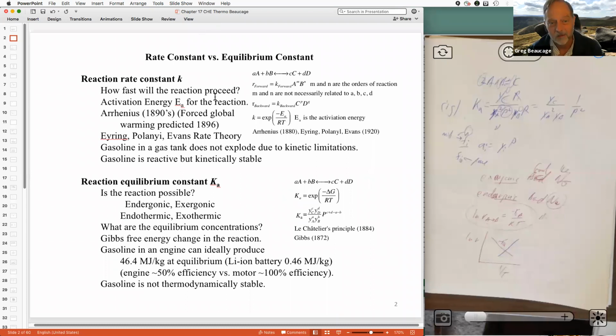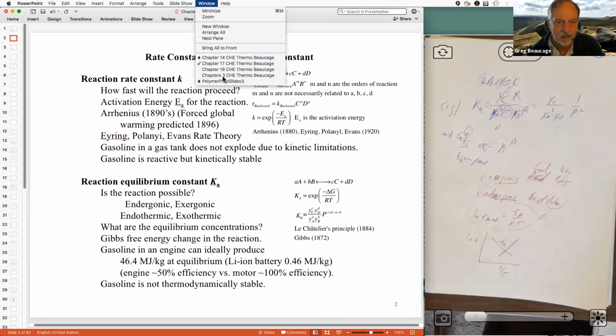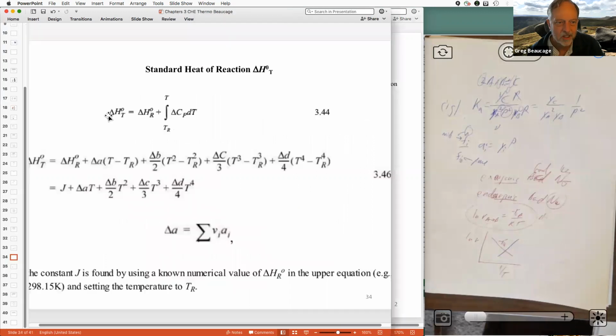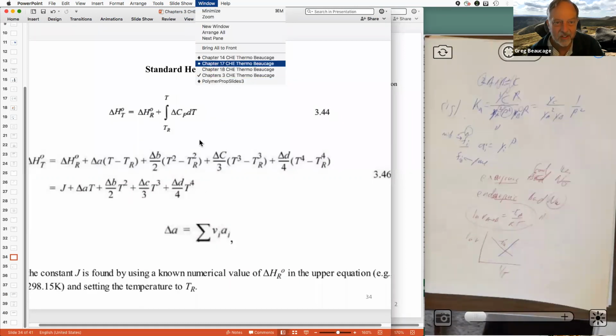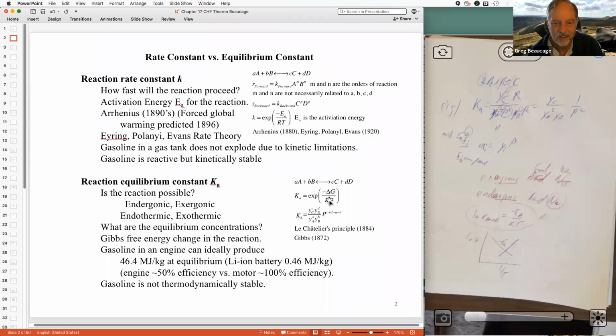Anyway, the rate constant is going to follow an Arrhenius behavior. It looks almost exactly the same as this equilibrium constant. So this is the equilibrium energy change. We had the enthalpy change, delta H, in chapter 3, the heat of reaction. And then we need here not delta H, but delta G.